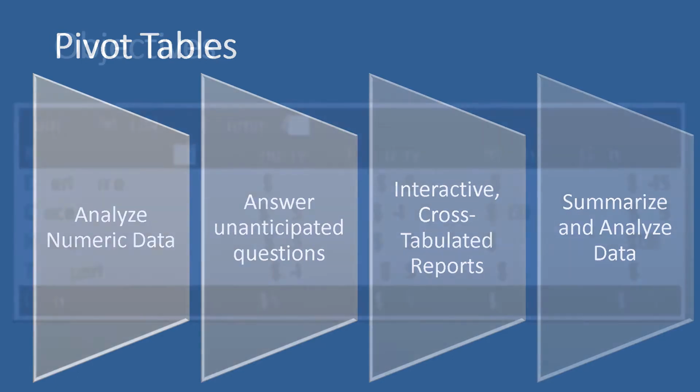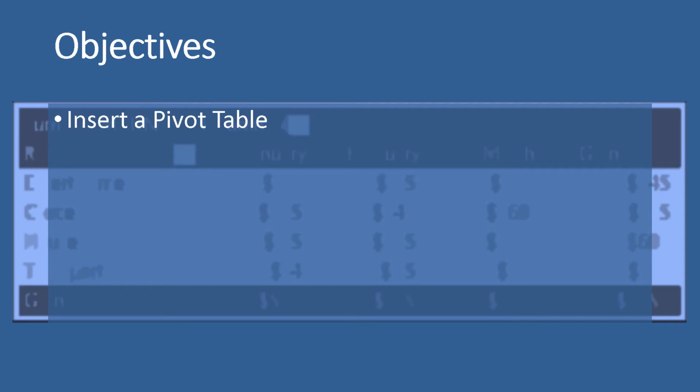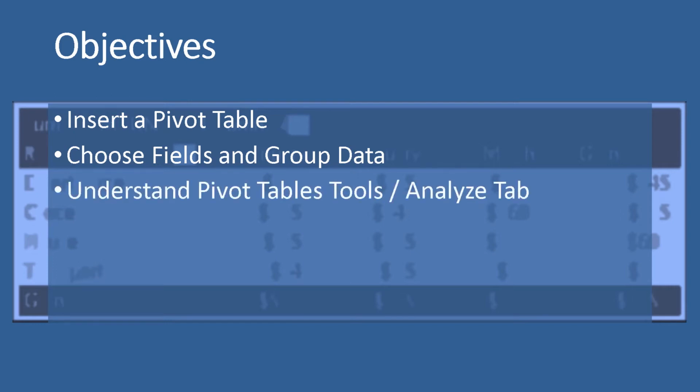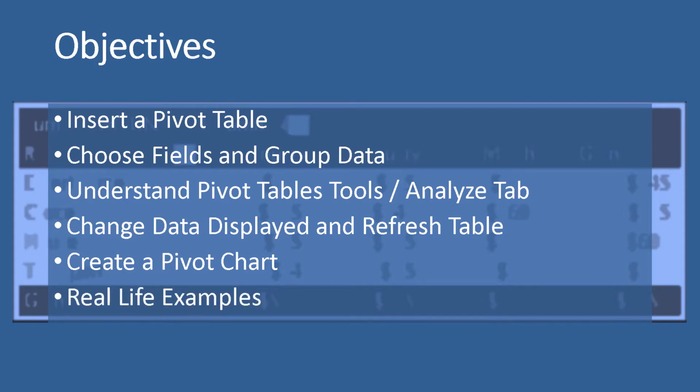In this module, you'll learn how to insert a pivot table using Excel recommendations. You'll also learn how to choose fields and group data to create different types of pivot tables. You'll gain an understanding of the Pivot Table Tools tab. You'll also learn how to change the data displayed and refresh the table. And you'll learn how to create a pivot chart, both from an existing pivot table and straight from data. And finally, we'll look at some real-life examples of using pivot tables and pivot charts. So let's get started.